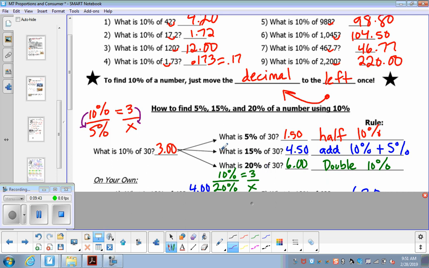Now for 20%, what we're going to do is double it. So back to the $3 for 10%. If 10% is 3, 20% doubles, so now we're just going to double the 3 to be $6. Okay?